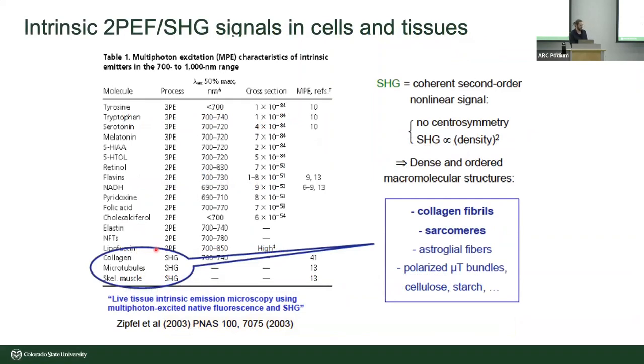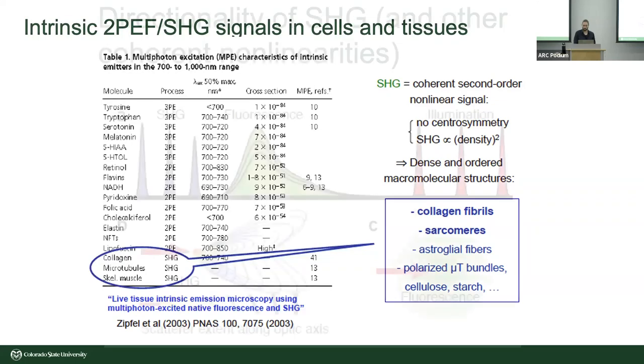Skipping to the punchline because we're getting close to the time limit. Second harmonic generation is really good for things like collagen, microtubules, sarcomeres in skeletal muscle, astroglial fibers, microtubule bundles. All of these things have the right structure to generate second harmonic generation and form images.